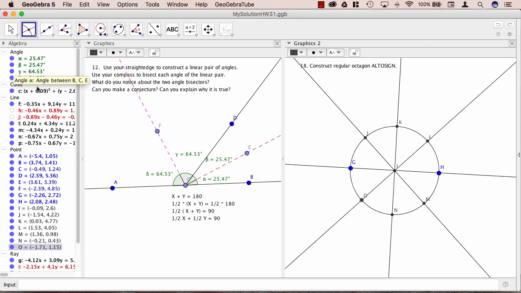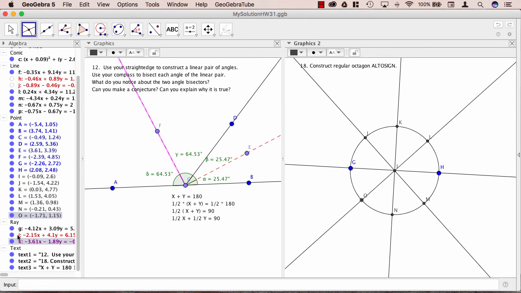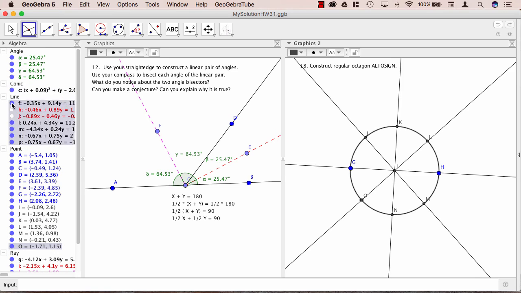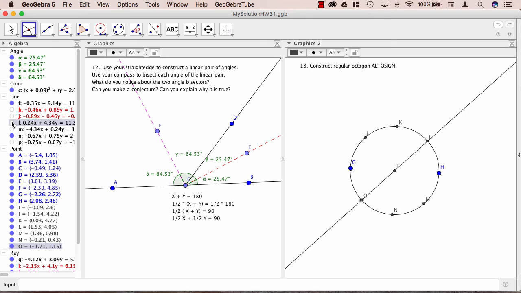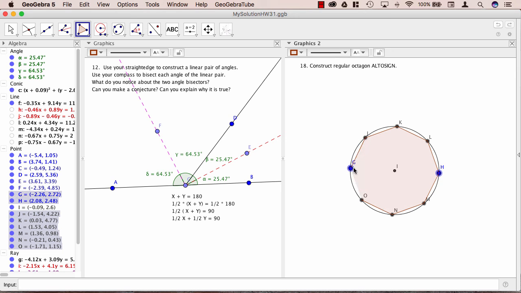Alright, let's hide some of these lines that we don't need to look at anymore. So let's see, we got this line, this line, this line, and this line. Good. And now let's connect using the polygon tool. Points. Done. Regular octagon.